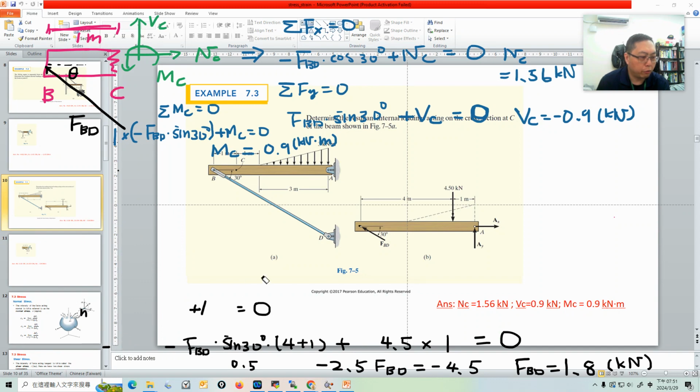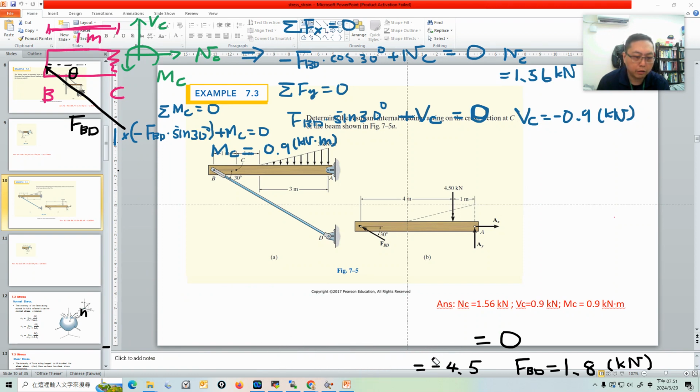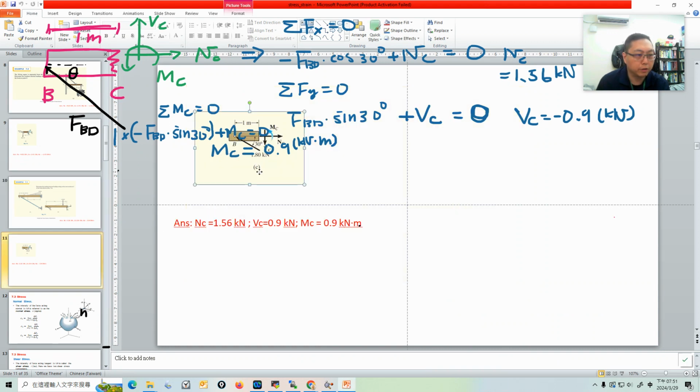Because when you check the internal force answer, you have to consider your initial assumption. Maybe the textbook has a different initial assumption from you, so that's why you get a slightly different answer. But that doesn't mean you calculated wrong. Okay, so let's go back to this slide.